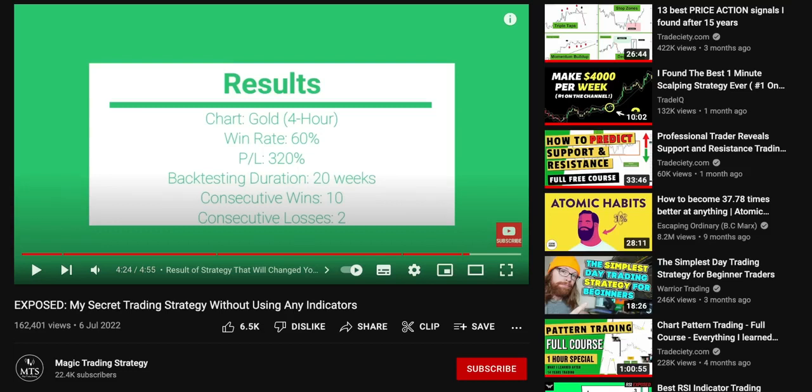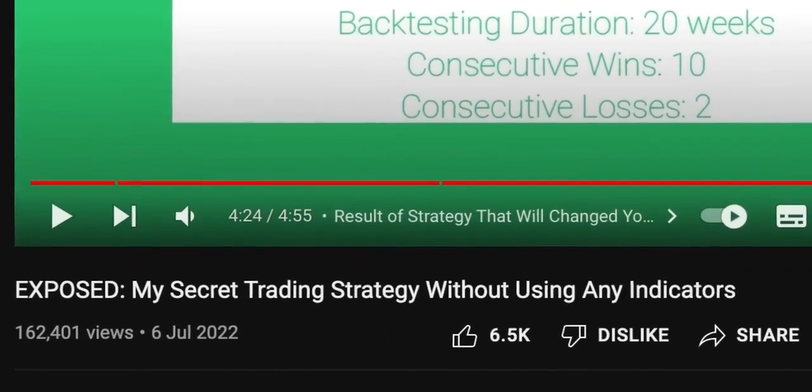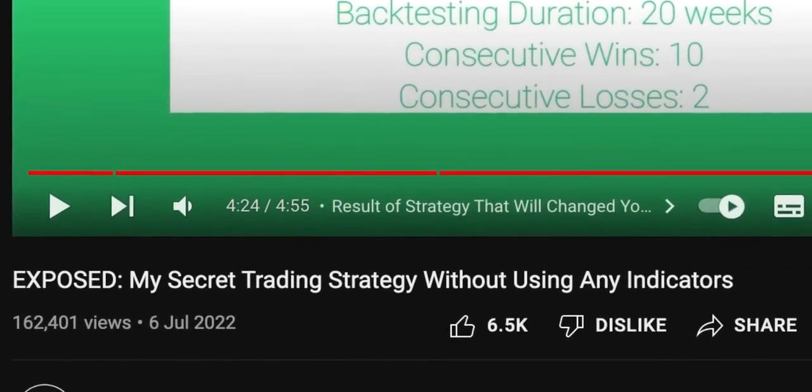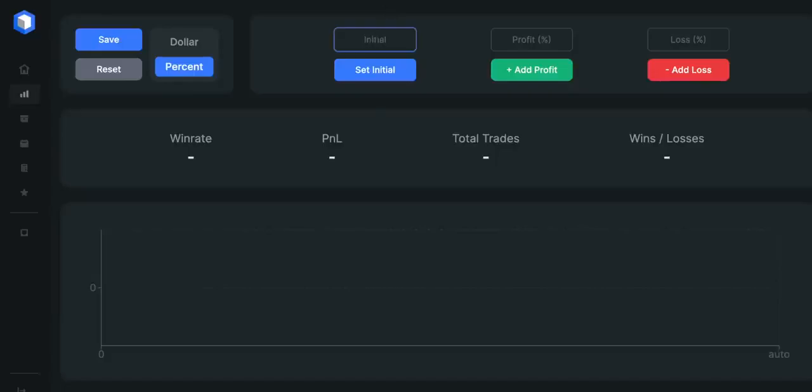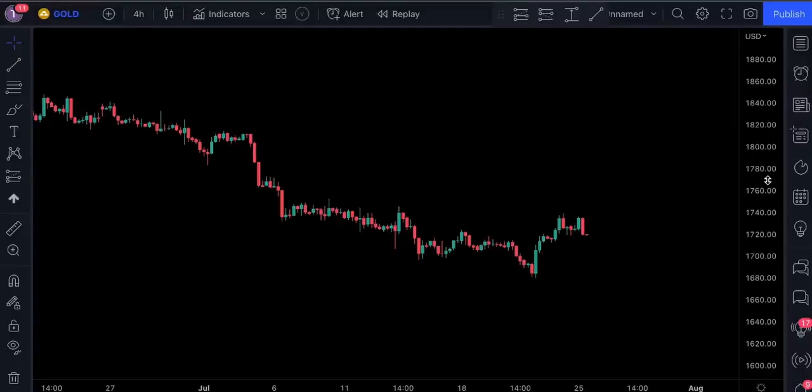In today's video, I will test this trading strategy that does not require the use of any indicators, with the goal to find out how much profit we could really make with it after 100 trades. For my backtesting, I will set my initial account size at $1,000 with 2% risk per trade. The creator of this strategy mentioned that it works perfectly well on the price of gold on a 4-hour time frame. And for this strategy, we're only going to be using one tool, which is called the Fibonacci retracement.